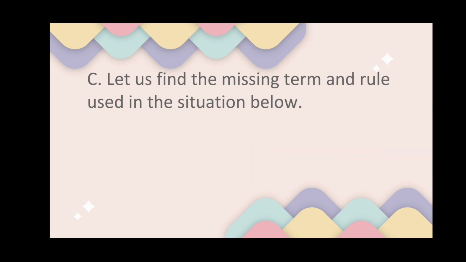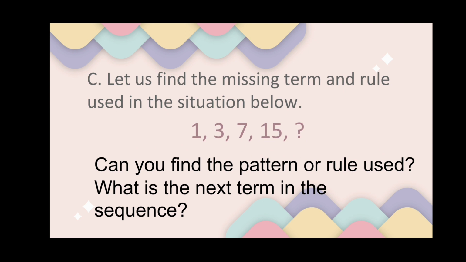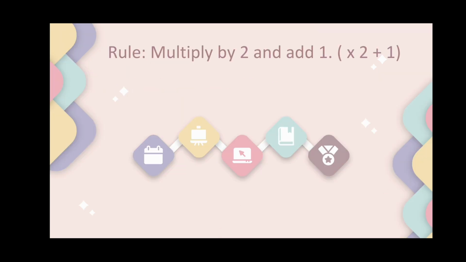Next, let us find the missing term and the rule used in the situation below. The given sequence is 1, 3, 7, 15, and what's the next term? Can you find the pattern or rule used? What is the next term in the sequence? The rule is multiply by 2 and add 1, or times 2 plus 1. Our first term is 1. Now to get the second term, we're going to multiply it by 2 and then we're going to add 1.